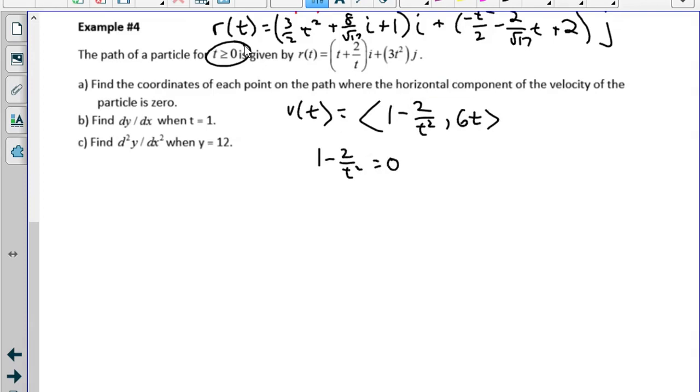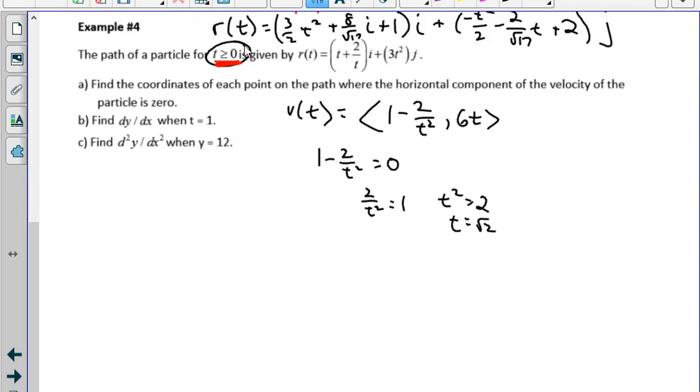We want that to equal 0. So that means 2 over t squared equals 1, which means t squared equals 2. So t equals square root of 2. Actually, algebraically, again, it's plus or minus the square root of 2. But since t must be greater than or equal to 0, we only look at the positive value for t.